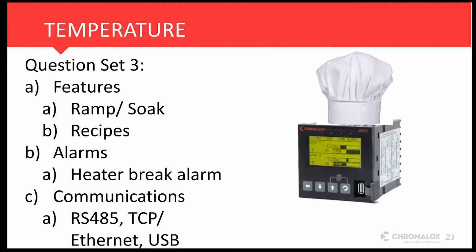So question set 3 is basically all the extra. Whether it's features like a ramp or a soak, or recipes, that's going to change what you want to work with. I have our 80 series controller with the chef's hat here. If you hear the customer say that they need a recipe, you will automatically hop to the 80 series. It is our only controller option that can do something like that.